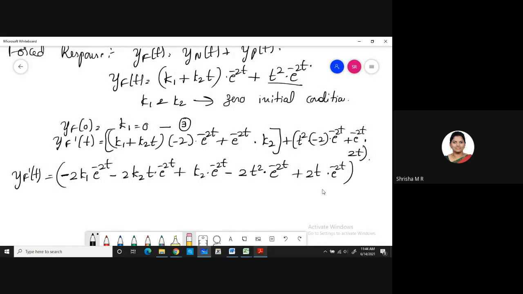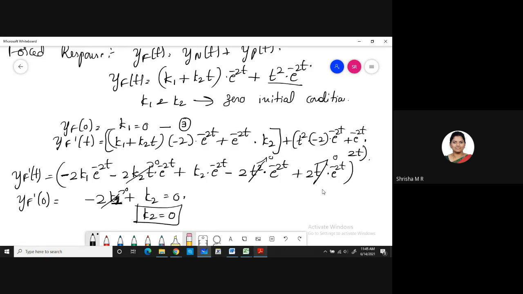Now you put t is equal to 0 in this, yf dash of 0. So what do you get? We are assuming zero initial conditions here. If t is equal to 0 in this equation, wherever you have multiplication of t, those terms will go. This will become 0, this will be 0, this will be 0. So you are left with minus 2k1 plus k2 is equal to 0. So what do you get? If k1 is 0, k2 is also equal to 0. Got it?